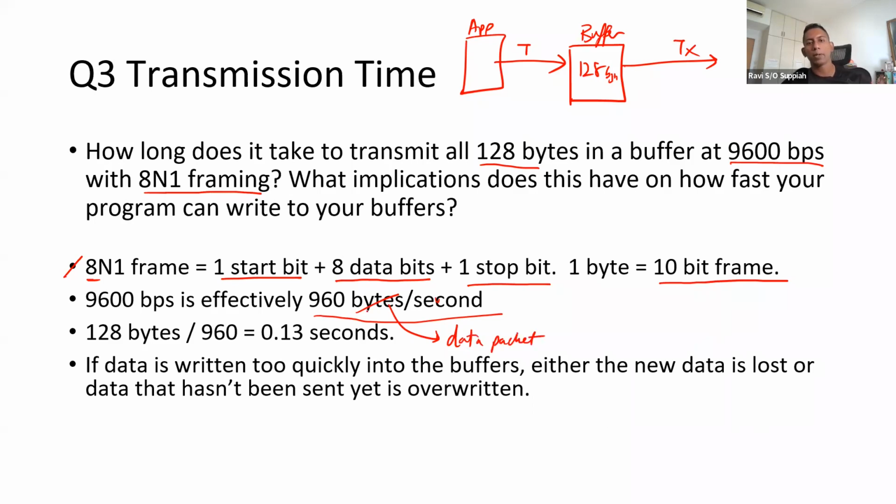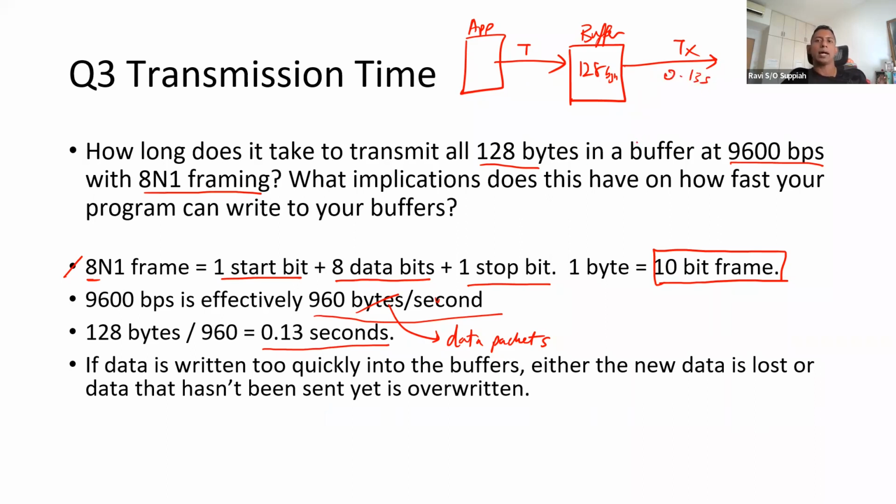Okay, so you are able to transmit out 960 data packets per second, and each data packet is actually a 10-bit frame. And I am supposed to transmit 128 bytes. 128 divided by 960, I get 0.13 seconds. So it takes me 0.13 seconds to transmit data from my buffer out through the UART line. So this is 0.13 seconds.